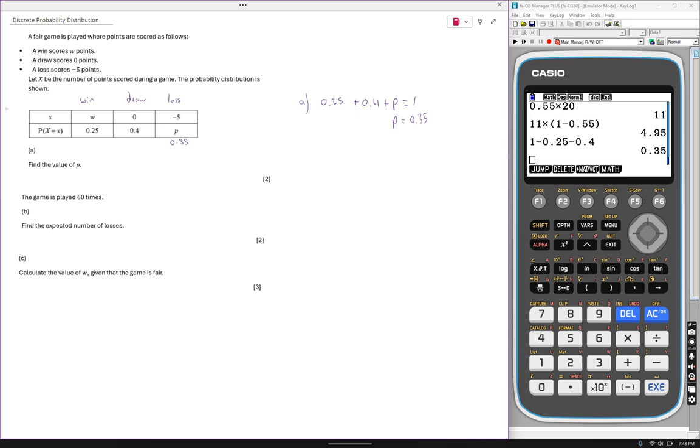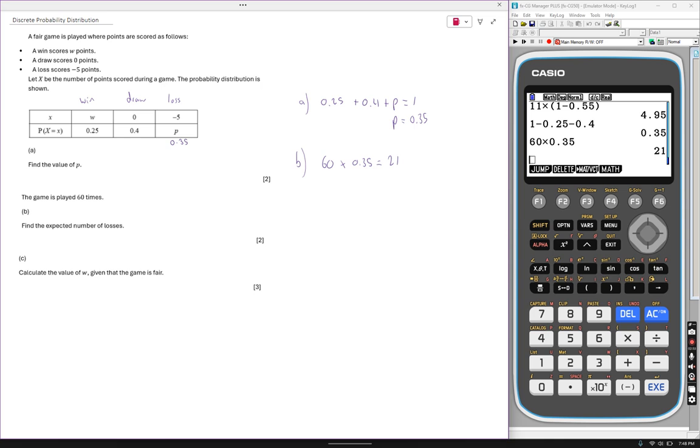For B, it says the game is played 60 times. Find the expected number of losses. Remember, expected number is just the number of times the probability. So we've got 60 times the probability, and we're interested in the losses. This is why I like to put the heading there. So we're going to have 60 times 0.35, which equals 21. So the expected number of losses is 21.